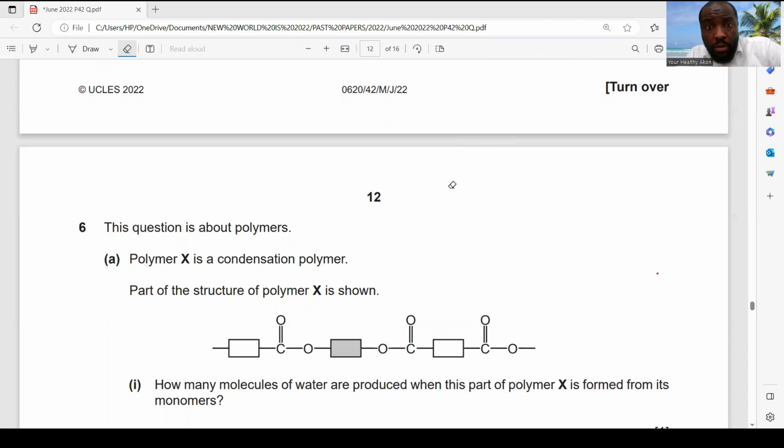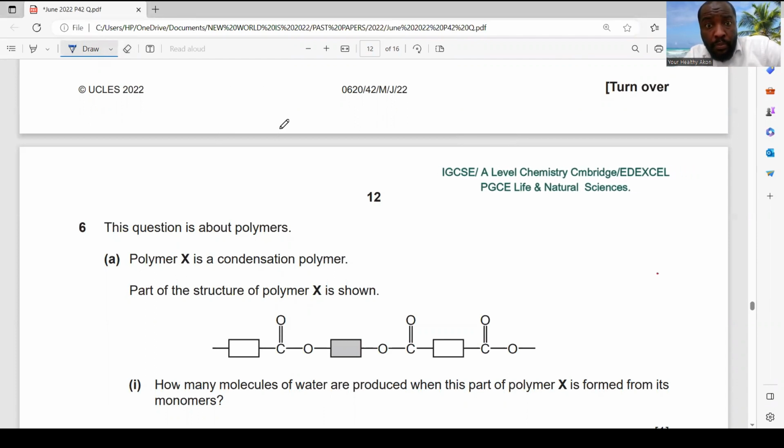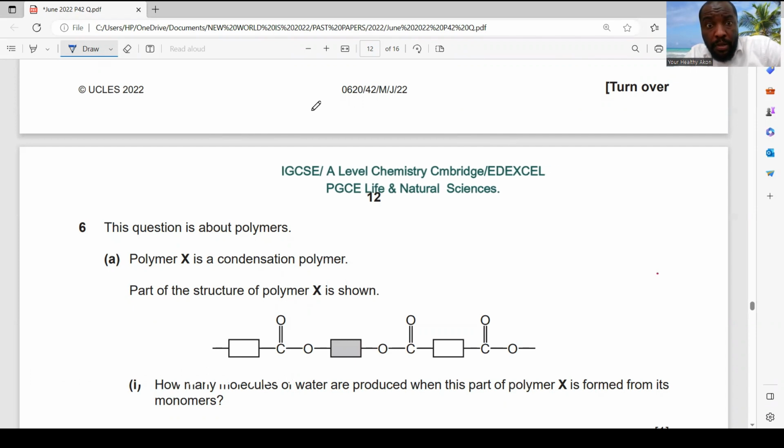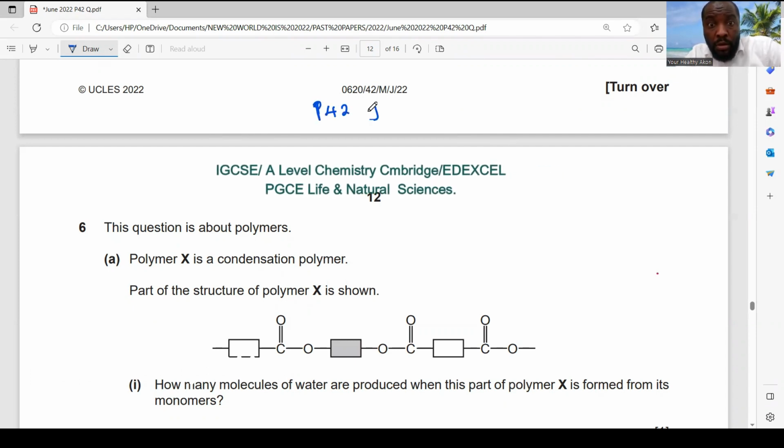Today we shall be looking at an organic chemistry question, an IGCSE problem from paper 42 of the June session. That's June 2022. When you go to June 2022, paper 42, question 6, you'll find a polymer question there, and that's what we're going to be looking at. The question goes thus.